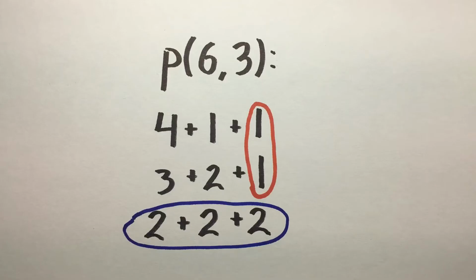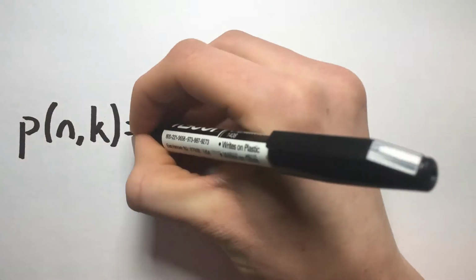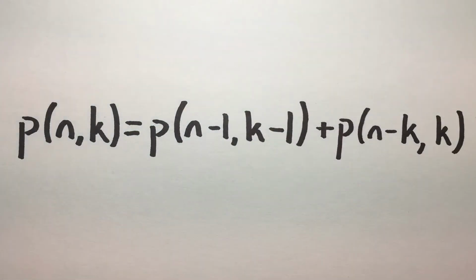And there we have it, all groups in the partition are accounted for, and the answer is just the sum of the two, giving us the formula. The partition of n with a restriction of k is equal to the partition of n-1 with a restriction of k-1, plus the partition of n-k with a restriction of k.